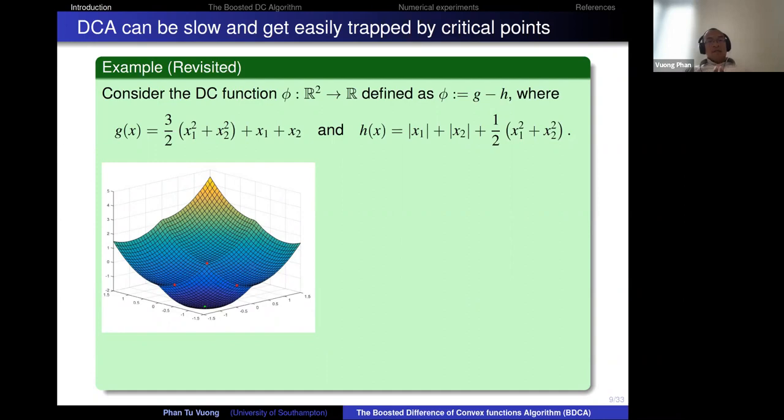Moreover, the DCA can be not only slow, but also easily get trapped at a critical point rather than the global minimum. Here, we revisit the previous example in R2. In this example, we have G here and H here. G is smooth and H is non-smooth, and we have 4 critical points. The green one is the global optimal, and the 3 other red points are critical points and also local minima.